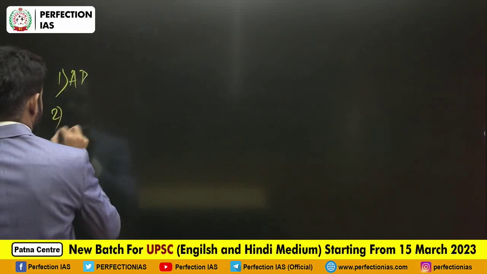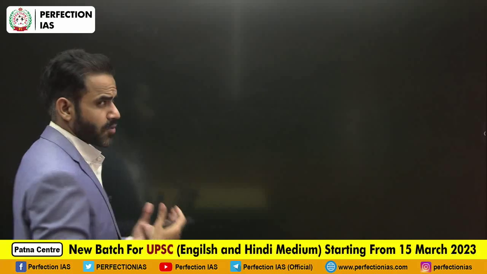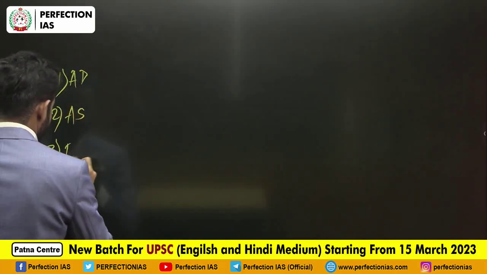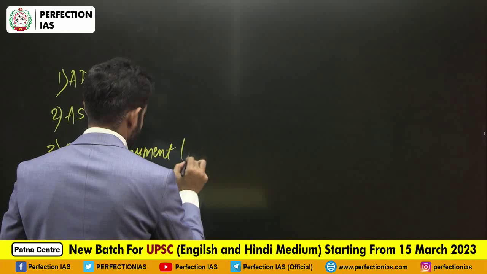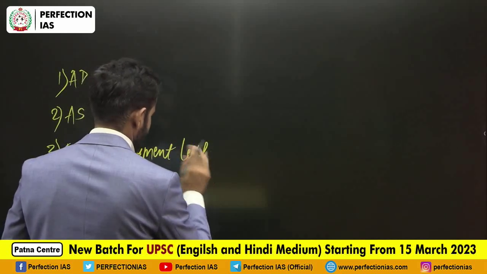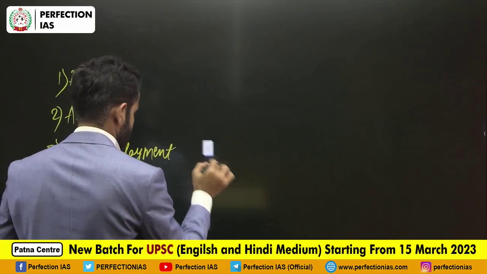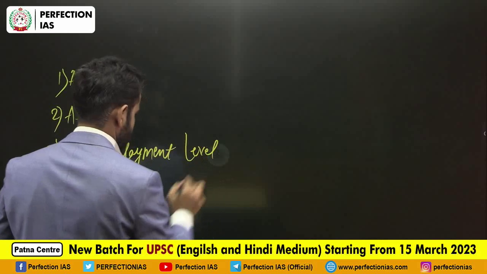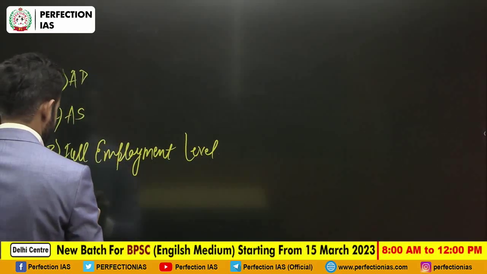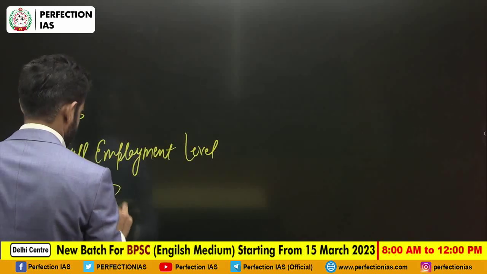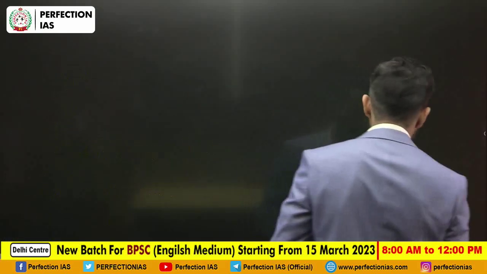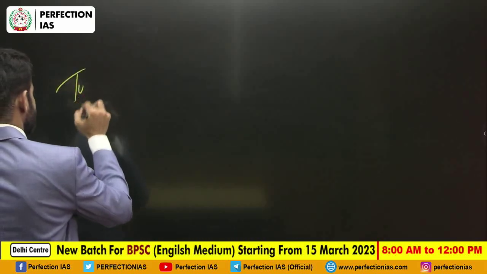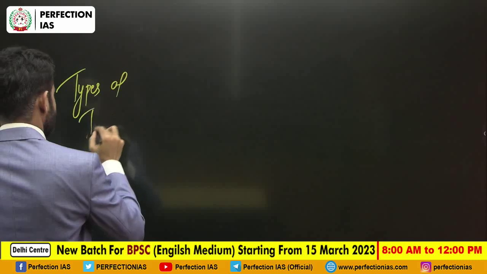So far we have covered aggregate demand, aggregate supply, that means total supply in the economy or total production in the economy, then the full employment level, then we have covered the general price level. Next is the types of inflation.